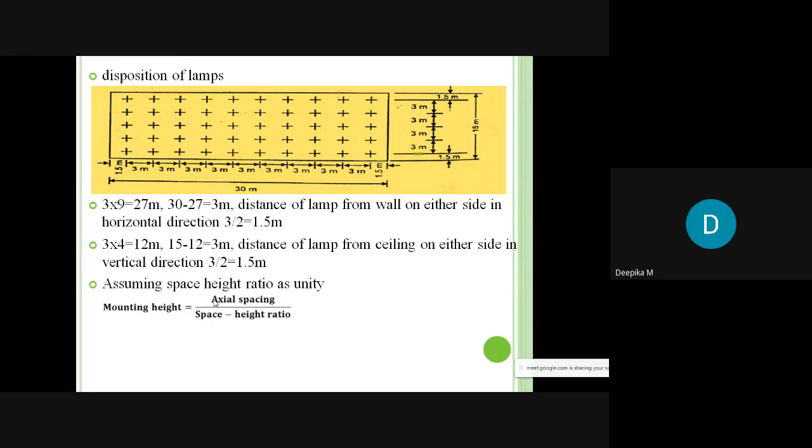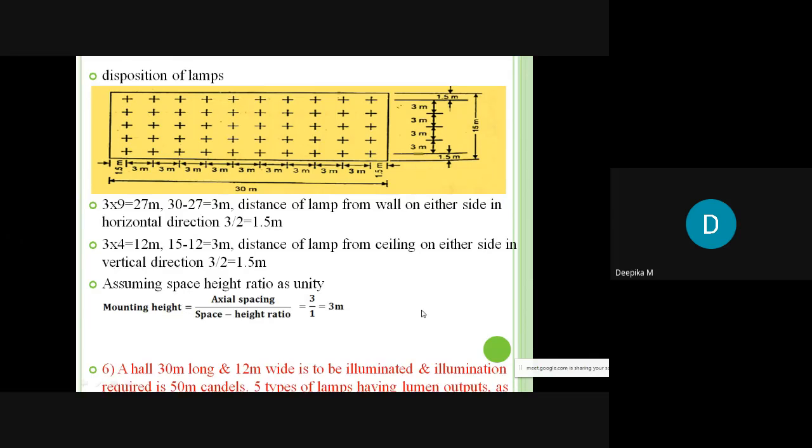What is the mounting height? It is the horizontal distance between the lamps, or you can call it the axial spacing, divided by the space to height ratio. Axial spacing is given, which is known actually, and it is 3 meter. Space to height ratio is 1, which will give you the value 3 meter. So like this, you can calculate the value.